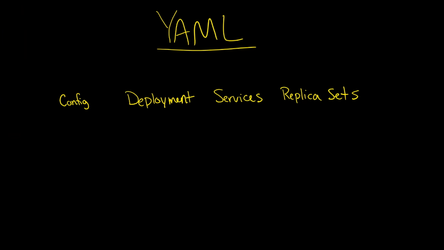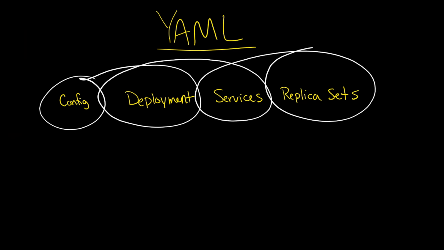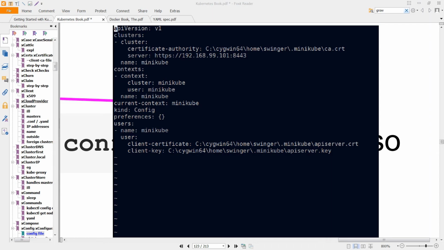So much of Kubernetes is configured with YAML that you really need to understand how YAML works, at least in its basic form. And you can see inside of Kubernetes that it's used for things like the configuration, the deployment, services, replica sets, and other things too. Here is an example. We're looking at a configuration, and you can see this is the overall look and feel of a YAML file.